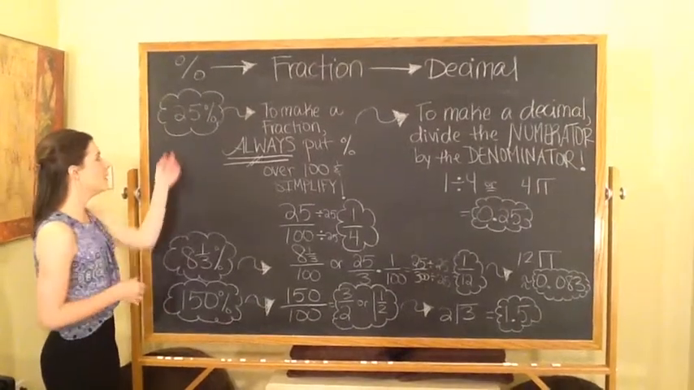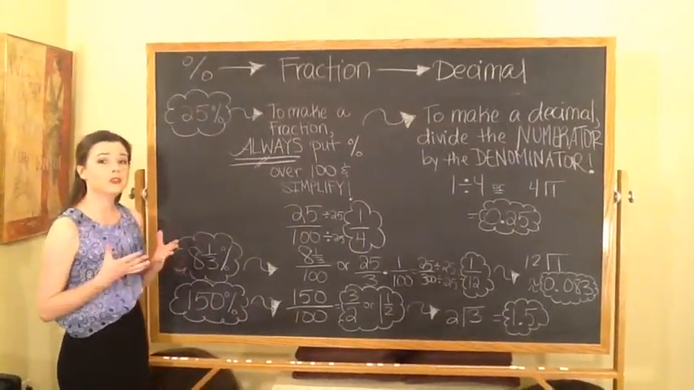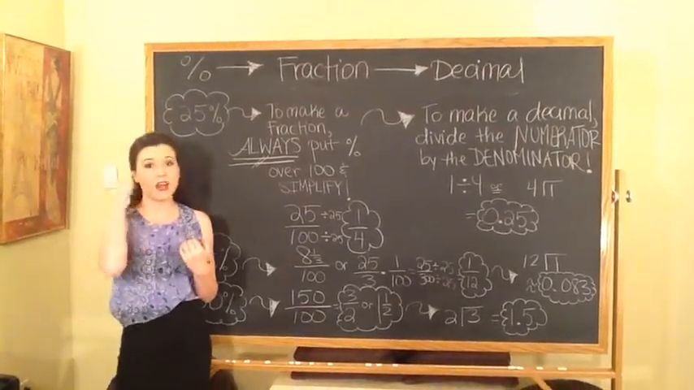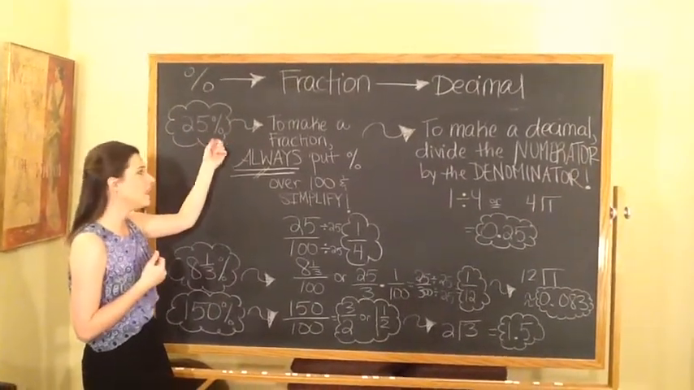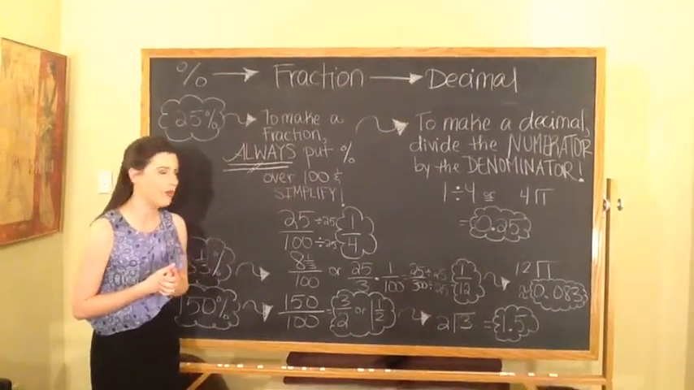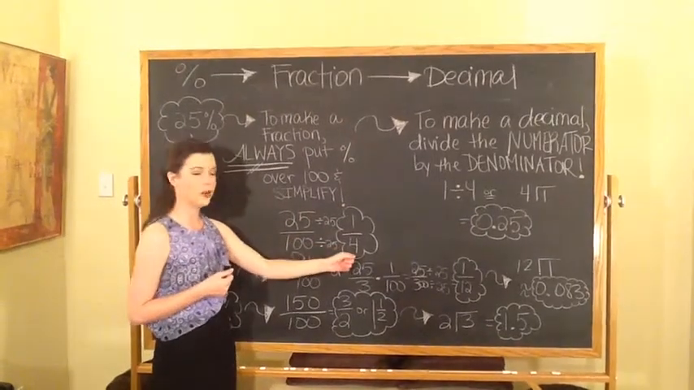So first of all, let's start with 25%. Let's talk about how to make 25% a fraction. Let's try to remember what I talked about a second ago. If I want to make 25% a fraction, I'm always going to put it over 100 and then simplify. So I put 25 over 100, simplify it down, and get 1/4.